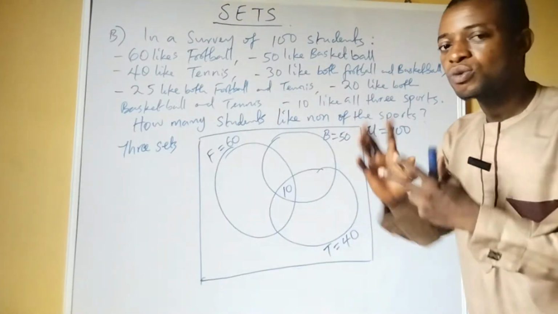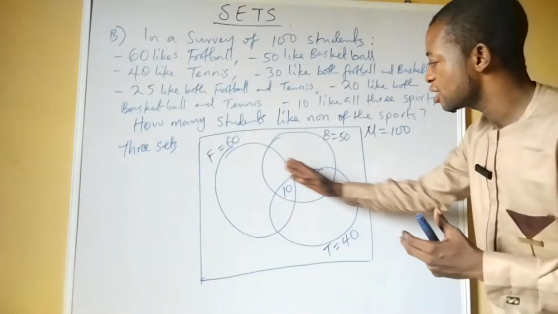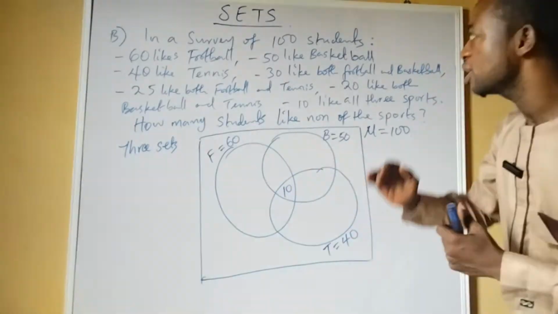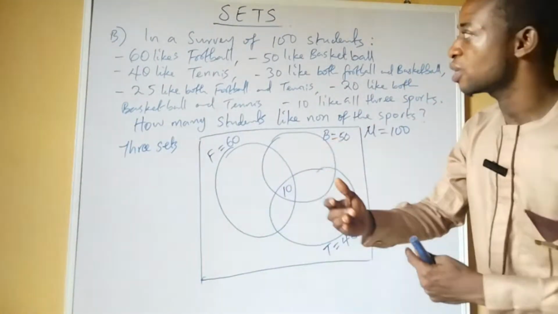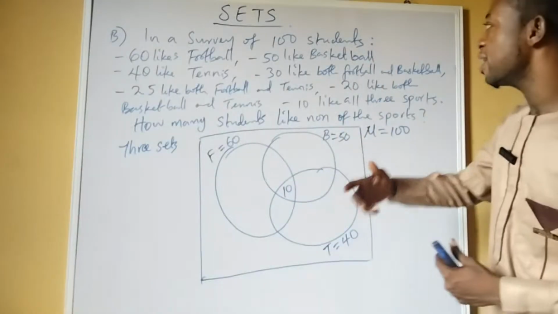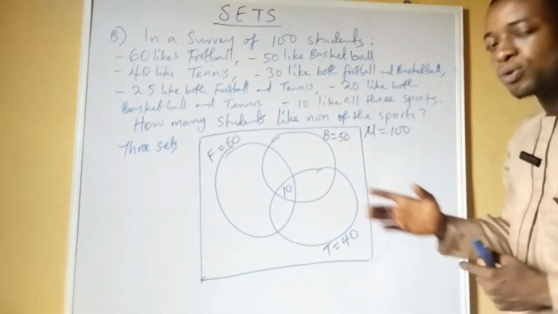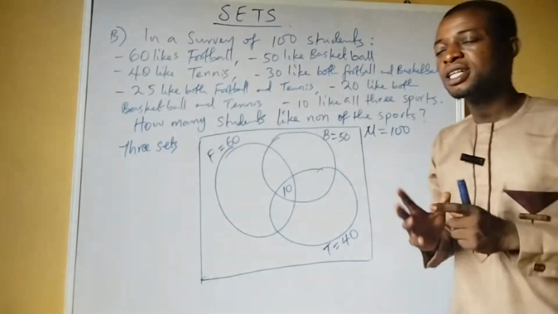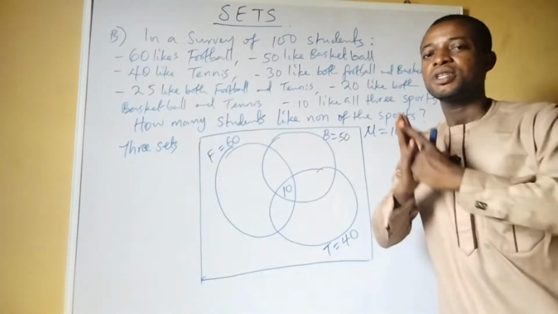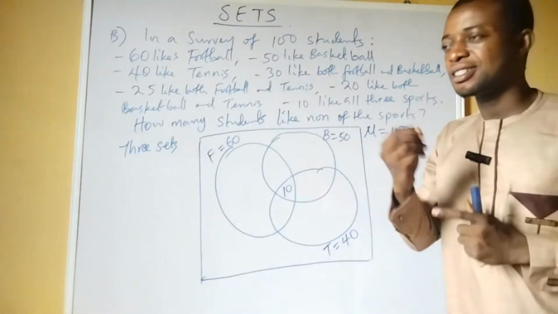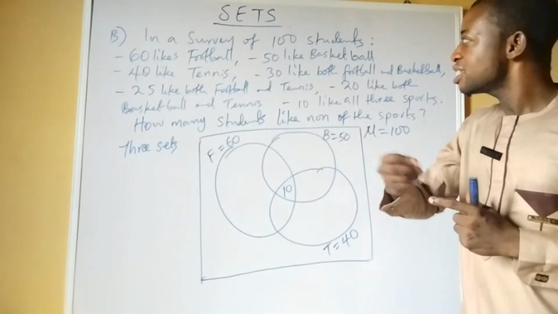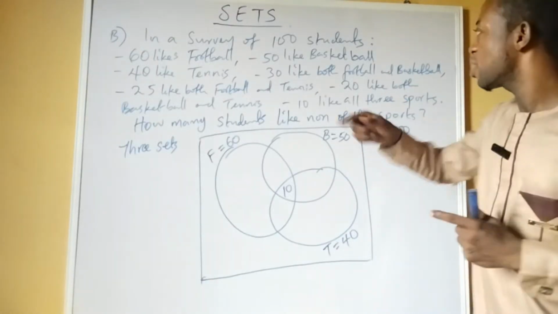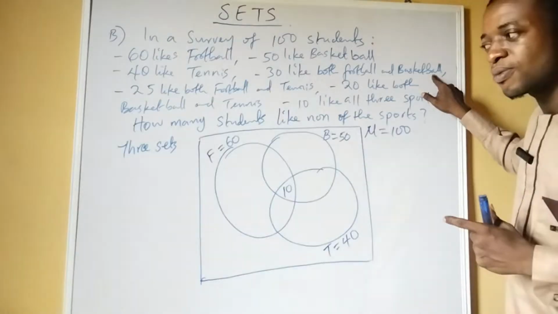Then you can now calculate those areas that are not yet having anything. Now the question moves on and says 30 like both football and basketball. Now you have to be very careful and understand this statement. The phrase 30 like both football and basketball is very clear.